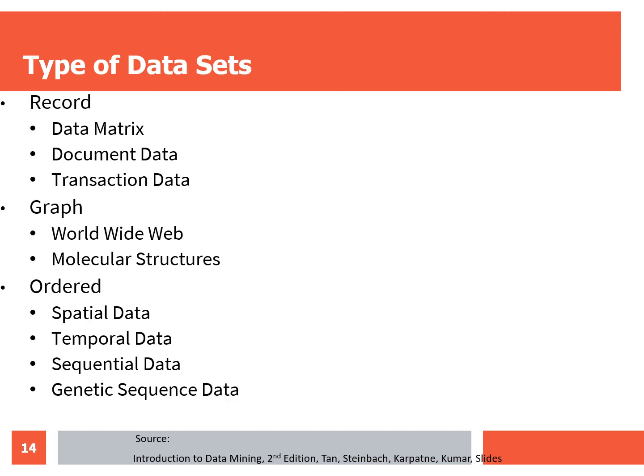Then there are various kinds of data sets that we can talk about. Records, examples of which are data matrix, document data, transaction data. Then you have graphs, examples of which are the World Wide Web and molecular structures. Then ordered data: you can have spatial data in terms of location, temporal data for time, sequential data for time series, and genetic sequence data.